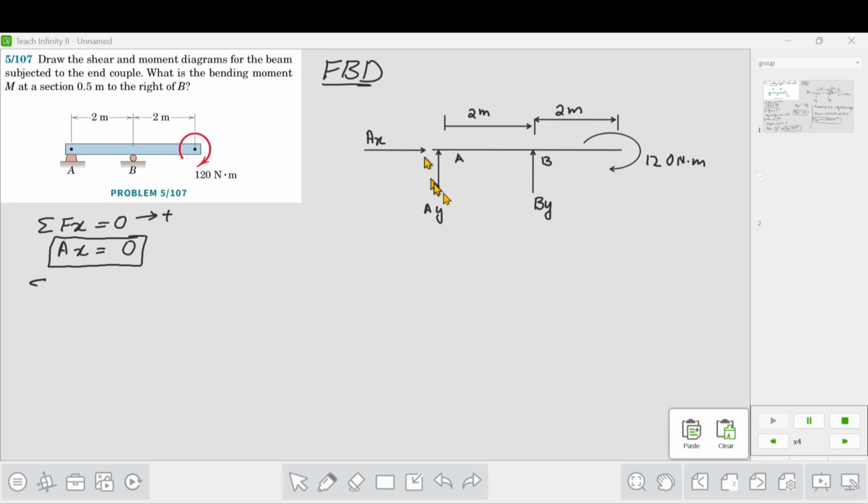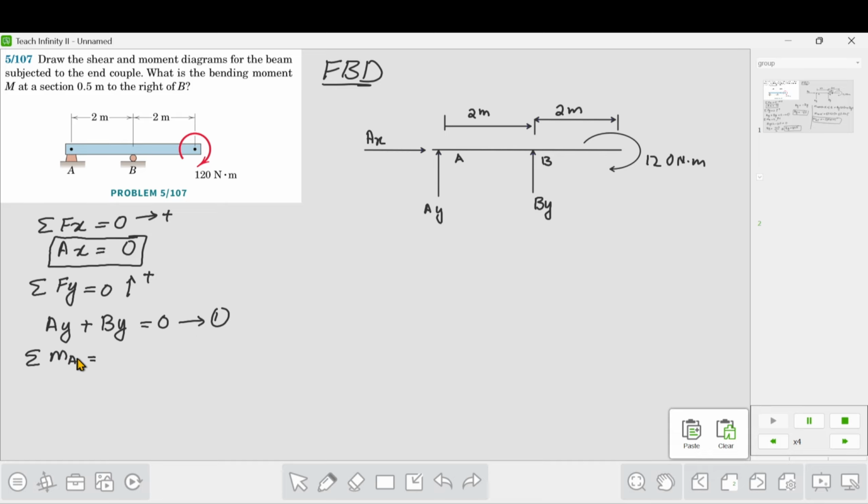Now summation of all vertical forces acting on this beam equals 0. AY is a vertical reaction force and BY is also a vertical reaction force. There is no loading vertically, so AY plus BY equals 0.